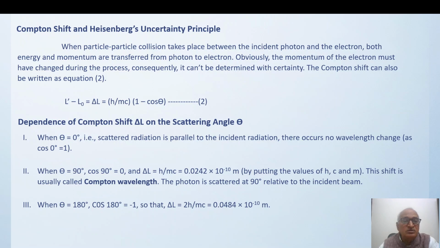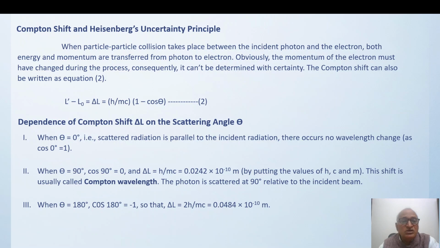Second condition, when scattering is at 90 degree of the direction of the incident radiation, that is theta equal to 90 degree. And you know cos 90 degree is 0. Therefore, delta L becomes equal to h upon mc. If you put the values of constant h, m and c and calculate, it comes out to be 0.0242 times 10 to the power minus 10 meter. That is 0.0242 angstrom.